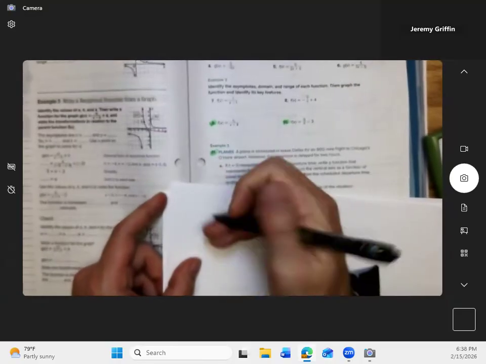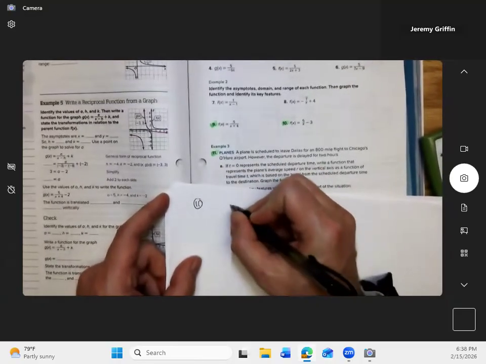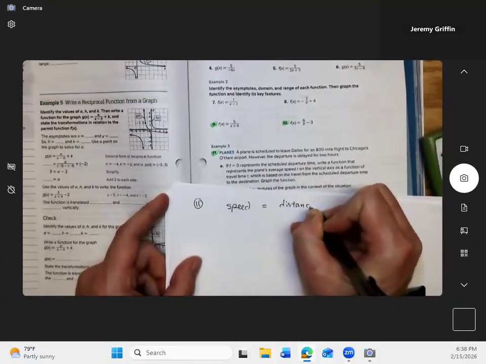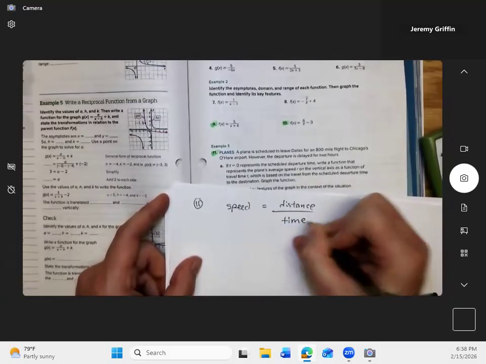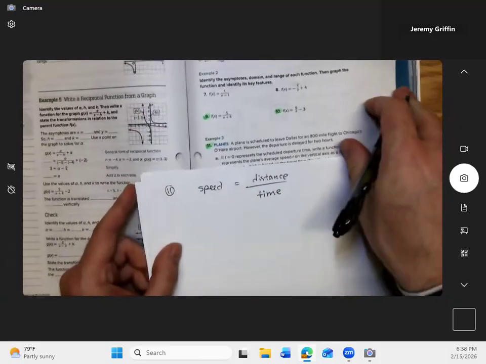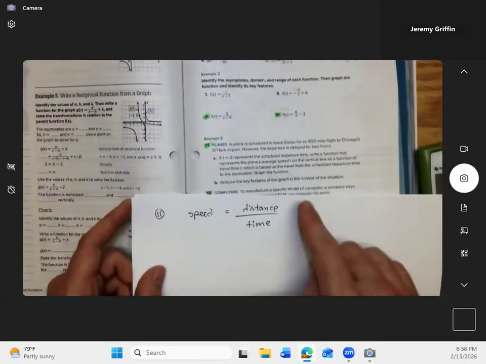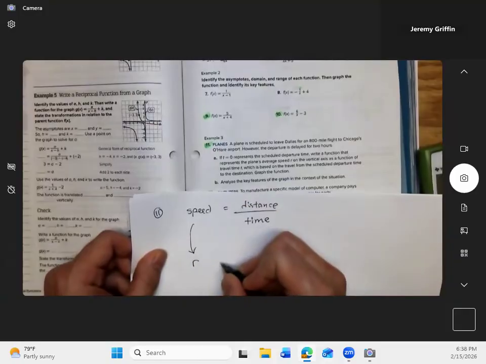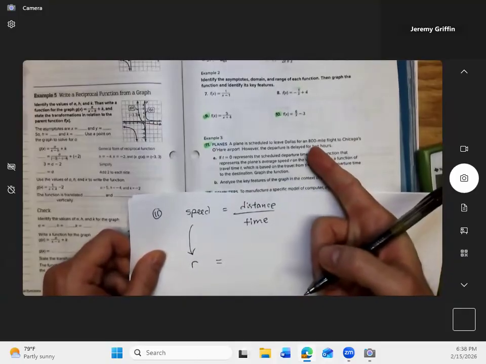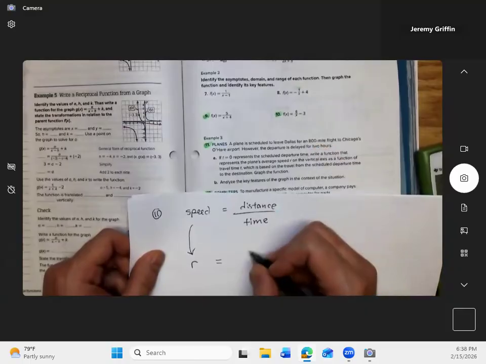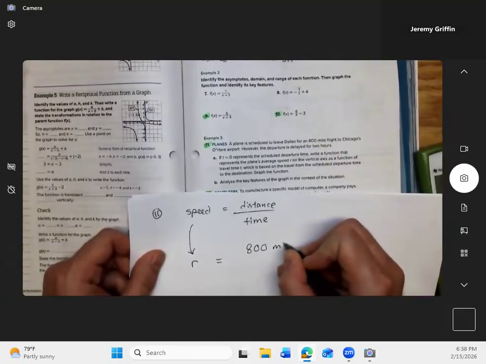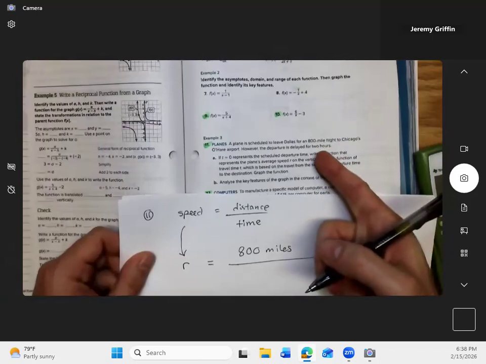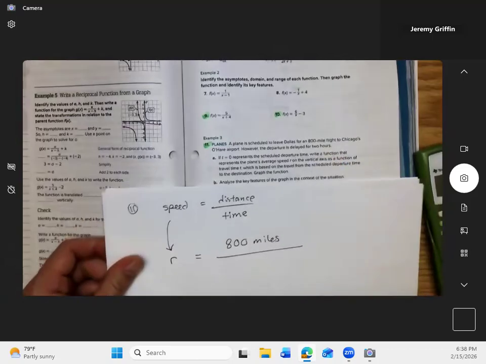All right, so I know that speed is distance over time. So I think we're going to use that as the framework to set up an equation. And they want average speed, they're calling R. So this R equals, now the flight is 800 miles. So let's put 800 miles right here. But what about the time? Now it says it's delayed for 2 hours.